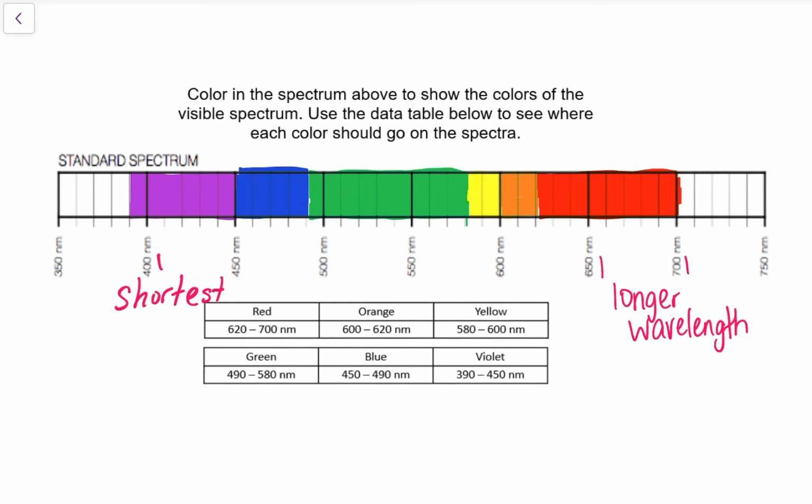Now on this chart, there's a little bit of extra space on each side. So if we were to pass the red color and go over into this area, we're no longer at visible light. This is what we call infrared. And if we go to the other side, the wavelengths here that are shorter than violet are what we call ultraviolet.